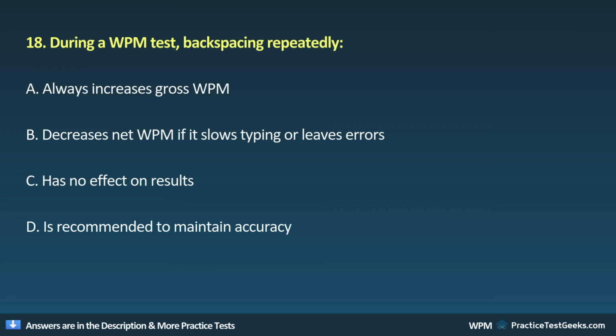18. During a WPM test, backspacing repeatedly. A. Always increases gross WPM. B. Decreases net WPM if it slows typing or leaves errors. C. Has no effect on results. D. Is recommended to maintain accuracy.